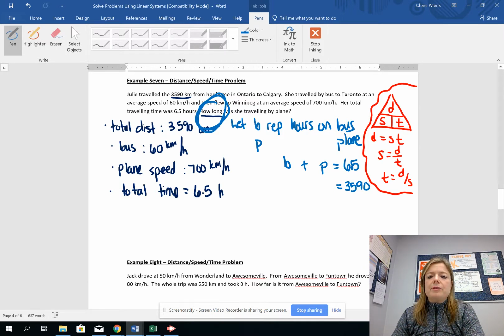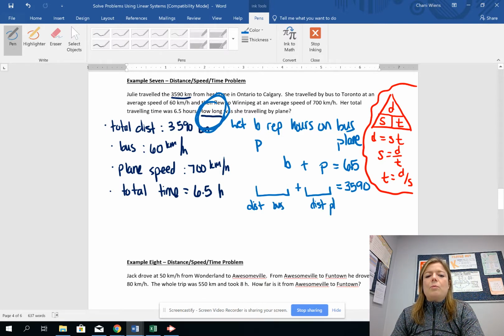That's what we let our variables be. But now, how do we represent the distance on the bus and the distance on the plane? Well, it doesn't give us that anywhere here.